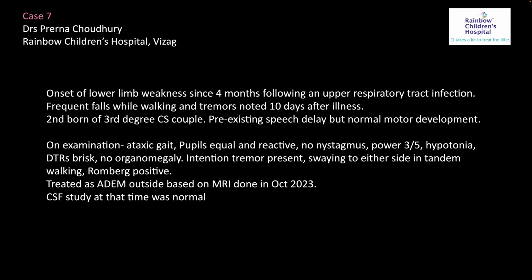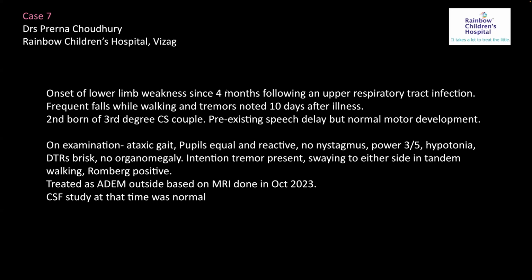This boy is a 12-year-old who had onset of lower limb weakness since the last 4 months following an upper respiratory tract infection. The initial symptoms were noted 10 days after the febrile illness, where the child was falling quite frequently, and he was noted to have tremors, mainly intention tremors. He is the second born of a third-degree consanguineous couple, and there is a pre-existing speech delay, but motor development has been otherwise normal. On examination, he had mild ataxia.